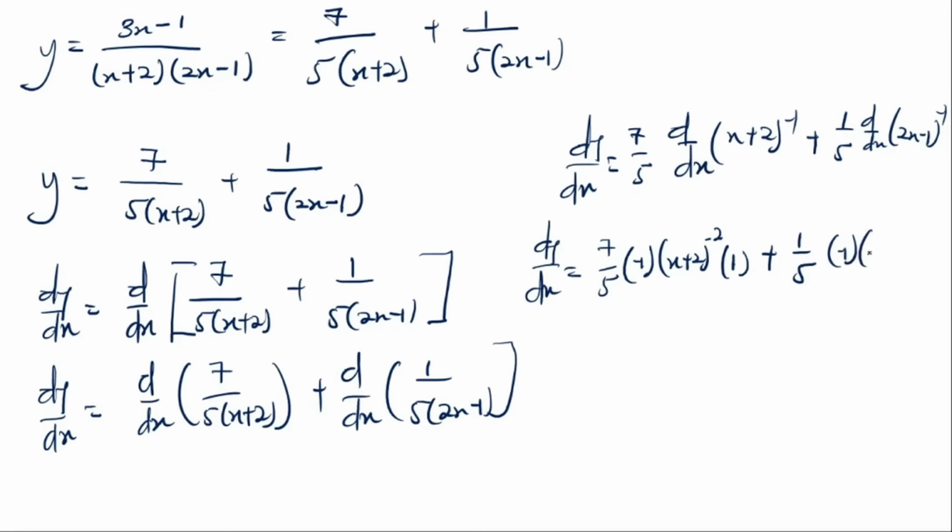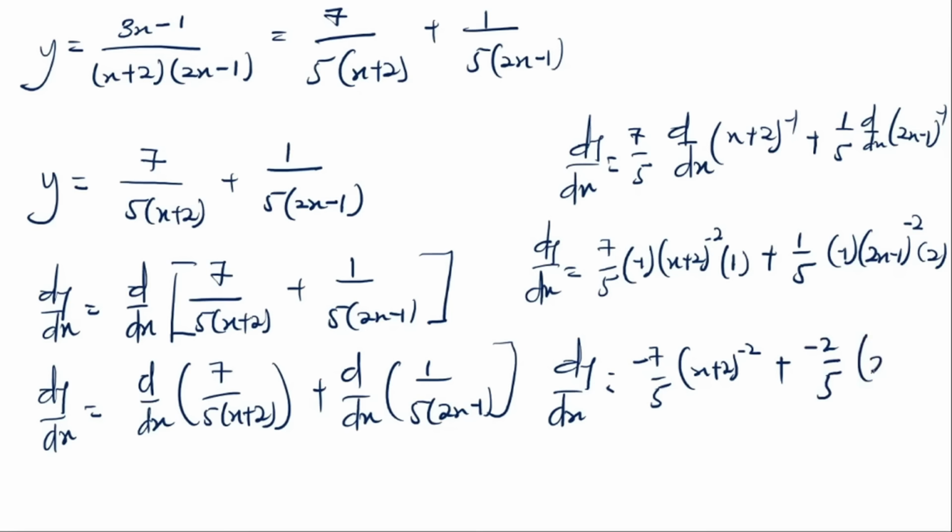2x minus 1, it now becomes power negative 2. If we differentiate 2x minus 1 we get 2. So it means our dy/dx is now equal to, if we use 1 to multiply negative 1 we get negative 1 multiplied by this, we get negative 7 on 5 into bracket x plus 2 to the power negative 2. Now plus, if we use 2 to multiply negative 1 we get negative 2 multiplied by this, we get negative 2 on 5 multiplied by 2x minus 1 to the power negative 2.